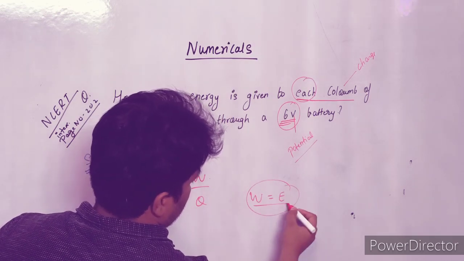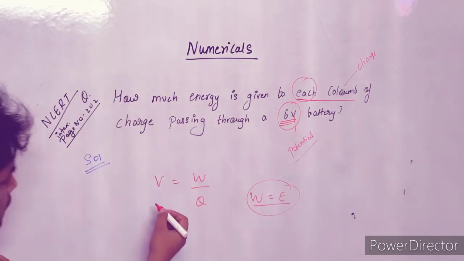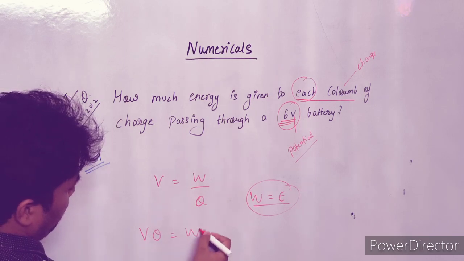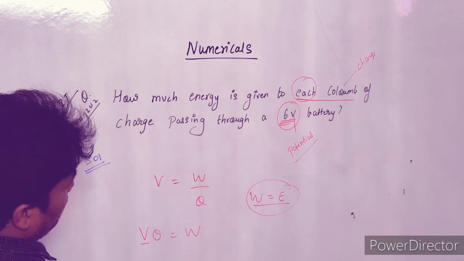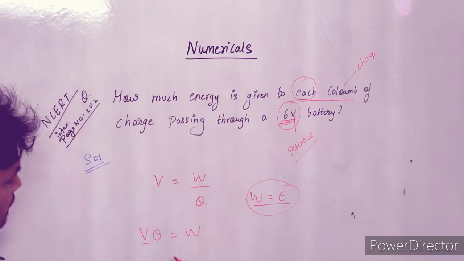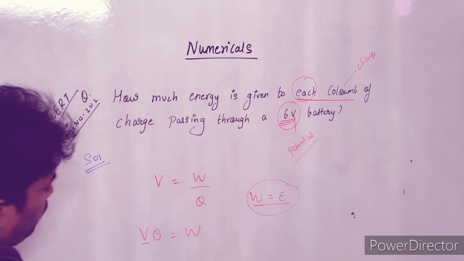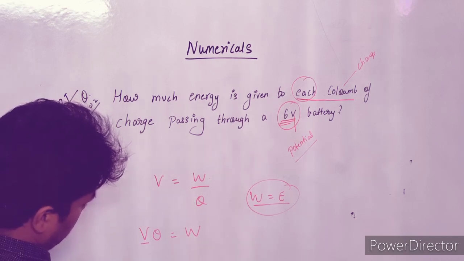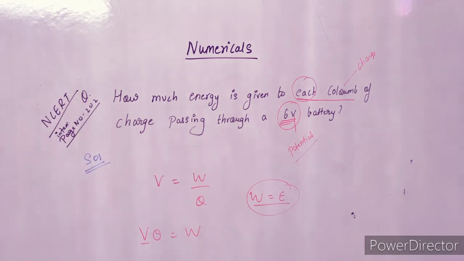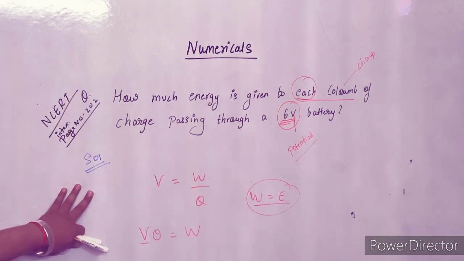Work done is equal to energy. So VQ equals W. So W equals V times Q. V is 6, and Q is each coulomb, that is 1. So W is 6 joule. Simply the answer is 6 joule. The simple numerical of NCERT.